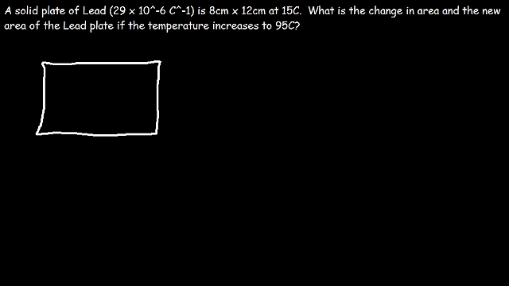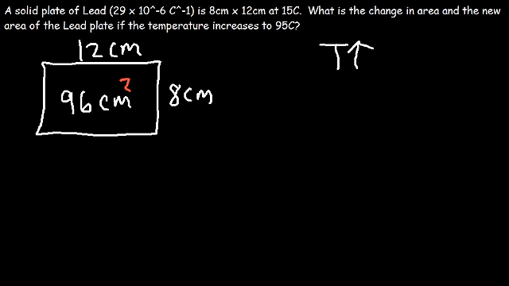So the lead plate is 8 by 12. So this side is 8 centimeters and this side is 12 centimeters. If we multiply 12 times 8, that's a current area of 96 square centimeters. Now, it's important to understand that once we raise the temperature, we know it's going to expand, but it's going to expand in all directions.